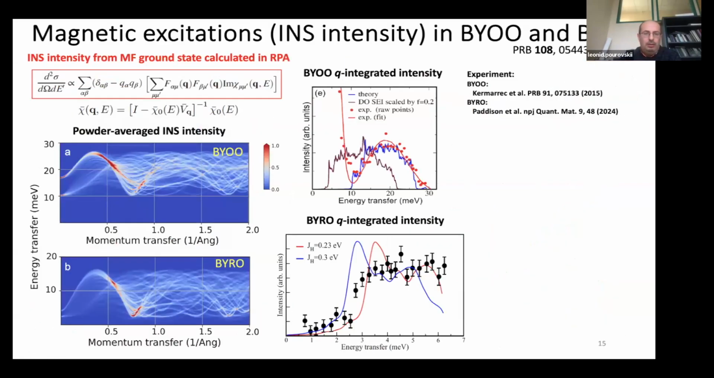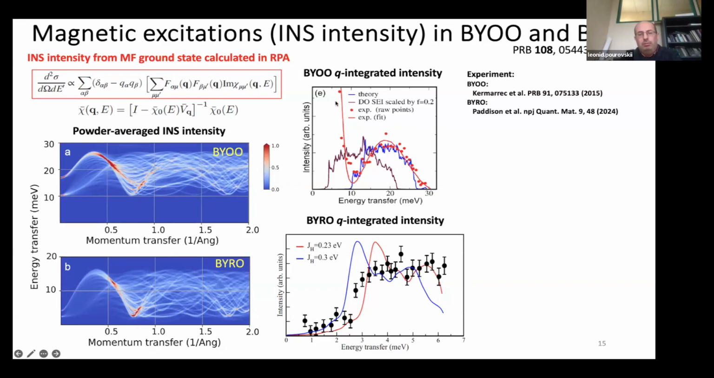Okay, and then the next step is to calculate excitation spectra. We do it starting from mean field ground state, applying rather standard RPA technique to calculate dynamical susceptibility, and then from the imaginary part of dynamical susceptibility, one can calculate INS intensity. And this is the result, and indeed one finds a rather large clear gap in the osmium compound, and also a gap in the ruthenium compound, which is smaller.